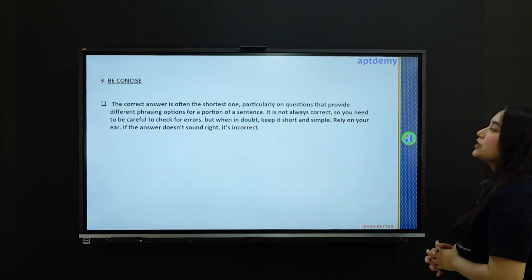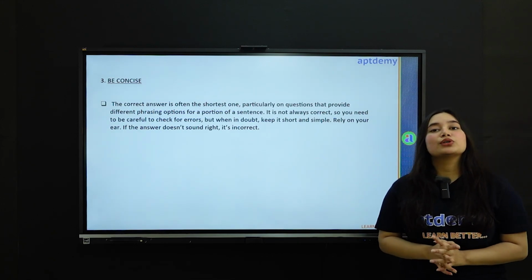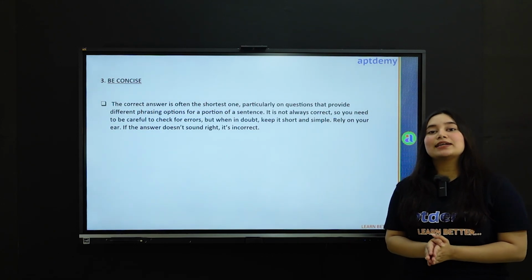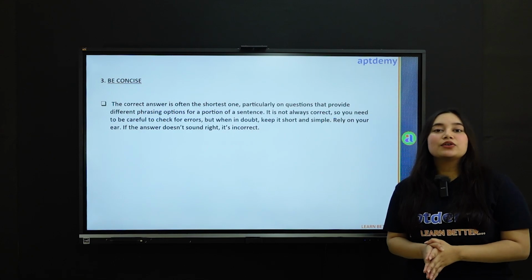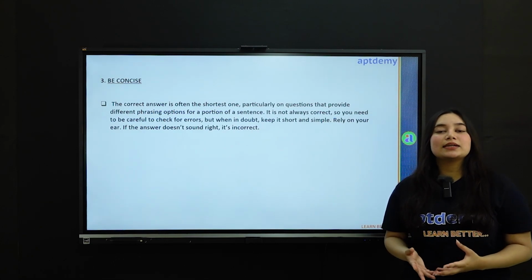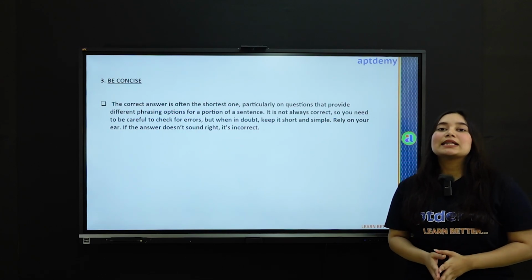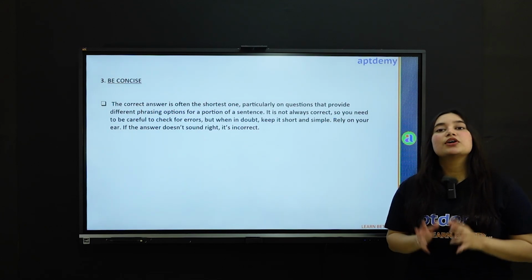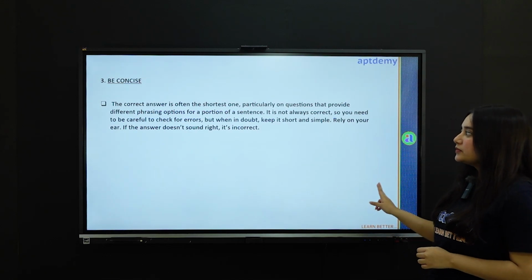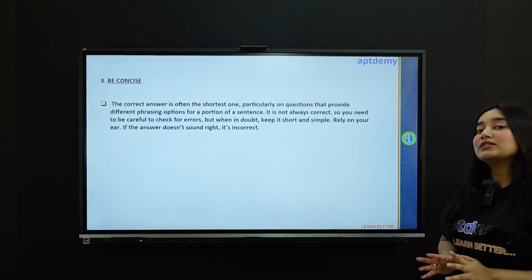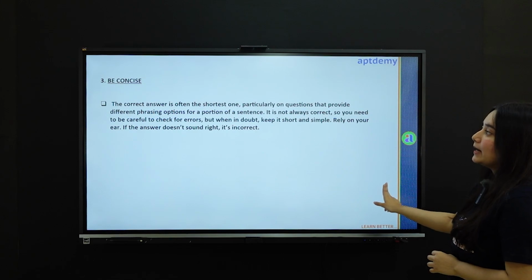And the last strategy would be to always go for concise answers. Always look for answers that are short and straightforward, in contrast to answers that are lengthy and beating around the bush, and always rely on your ear. Any answer option that sounds good to your ear, go for it. These are our basic 3 strategies that we need to keep in mind.